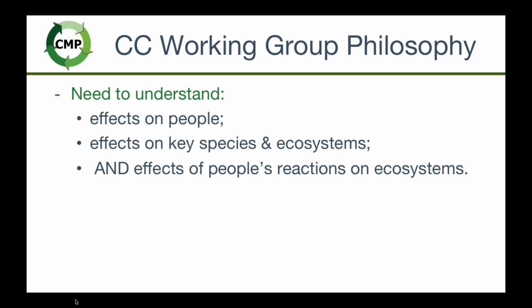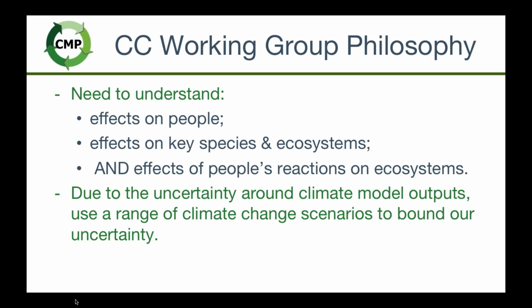So we need to understand the effects that climate change has on people, the effects on key species and ecosystems, and the effects that people's reactions can have on those ecosystems. Due to the uncertainty around climate model outputs, we need to use a range of climate change scenarios to bound our uncertainty. So we need to really look at where an area could get drier or it could get wetter, for example.